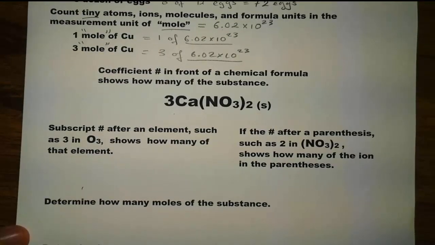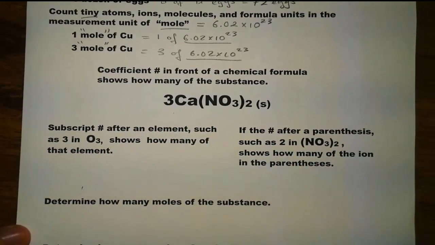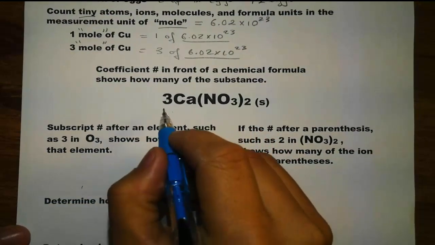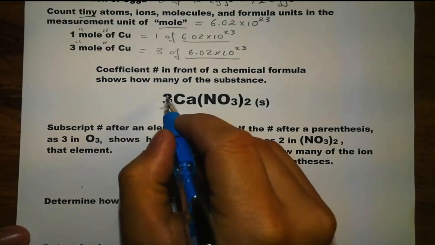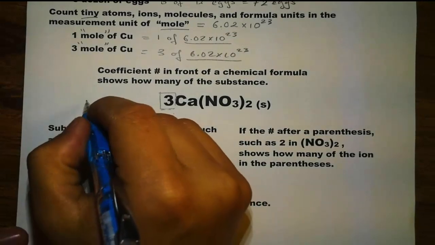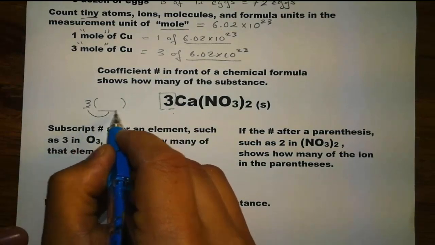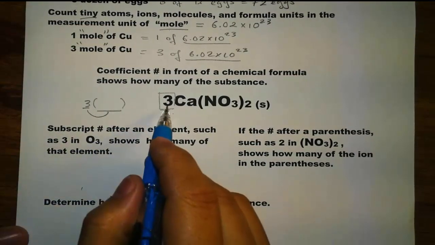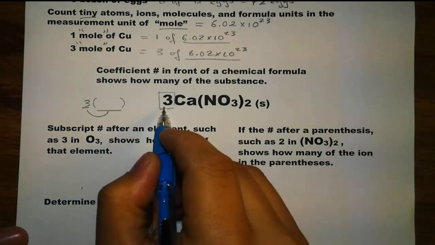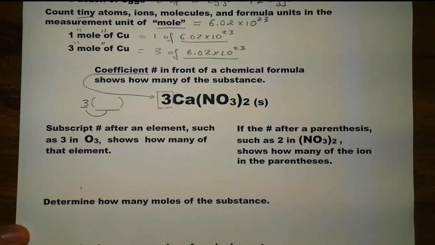Now let's look at a chemical formula to determine how many moles of each element or substance are in a chemical formula. Well, if we look at this, there is a number right here, right? Look how this number is in front. Just like in your math class, when we have a number in front of a parenthesis, that tells you how many there are in here. Think of that number like that one. And this number has a name. It's called coefficient. So this is a coefficient, okay? And the coefficient number is in front of a chemical formula.